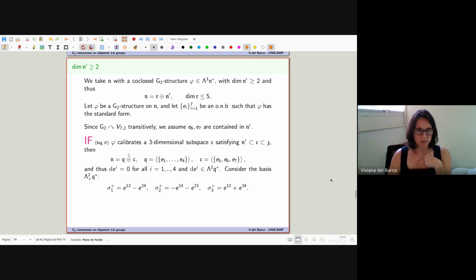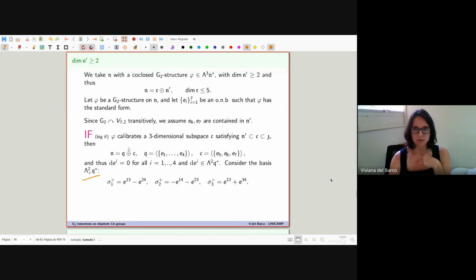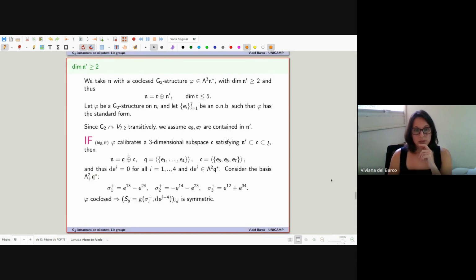So we consider a basis of self-dual forms, which we declare to be this one. What we know from previous results is that, since phi is coclosed, the coordinates of the differential of e5, e6, e7 in the self-dual part, where the differential decomposes as self-dual plus anti-self-dual, have to give you a symmetric matrix. Okay, this is something we knew.